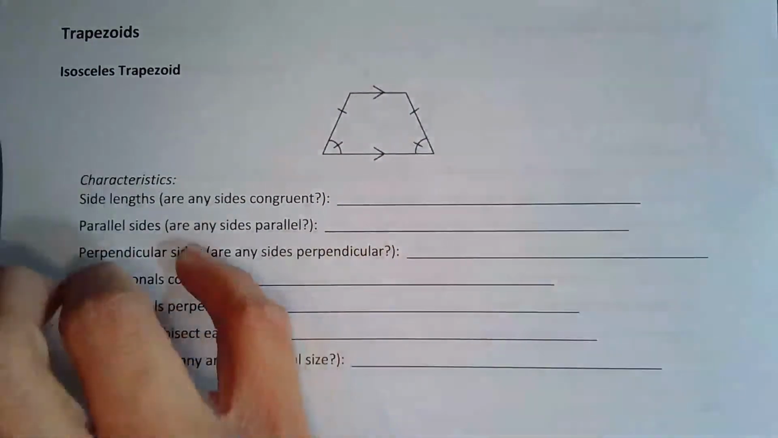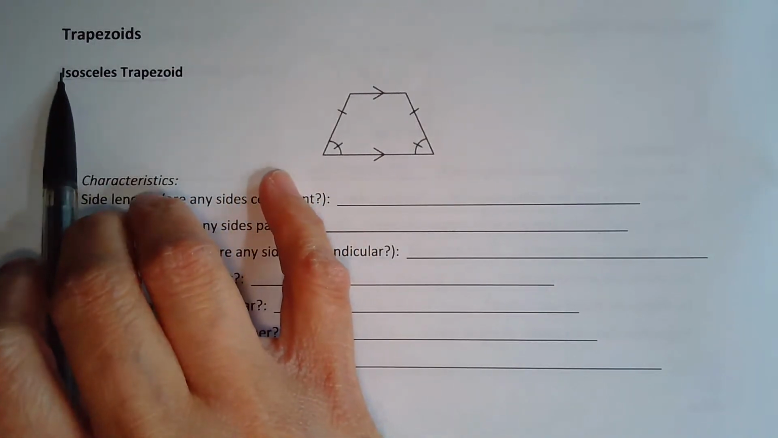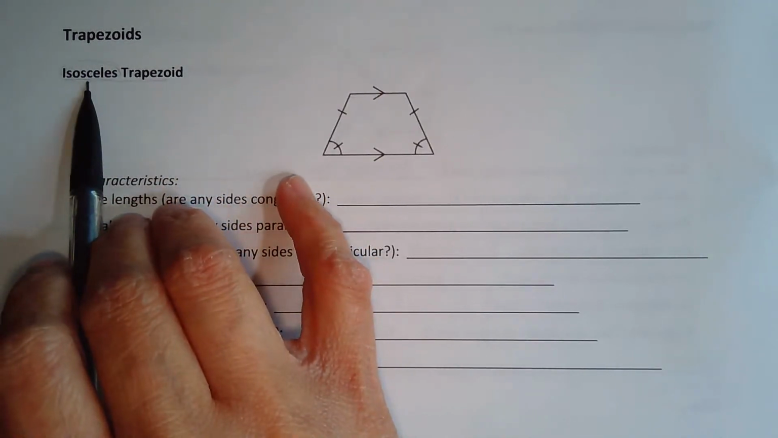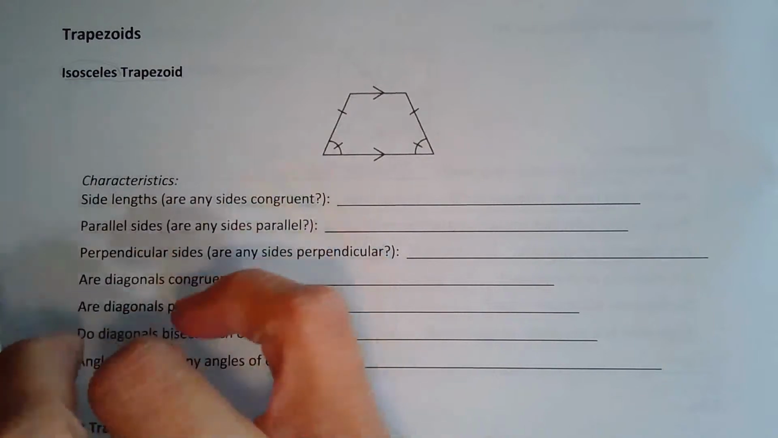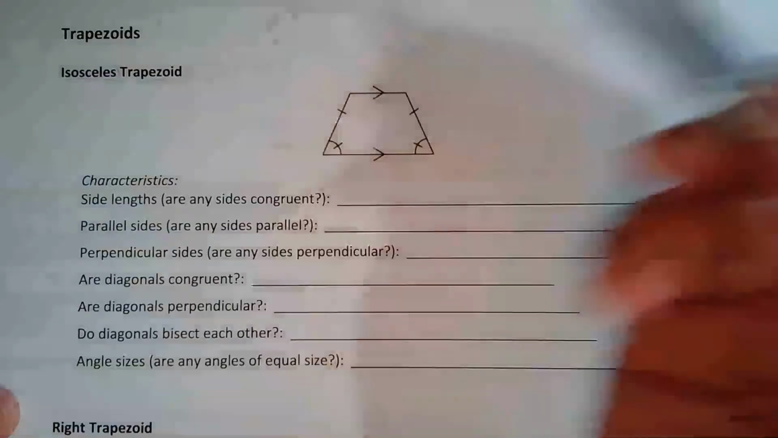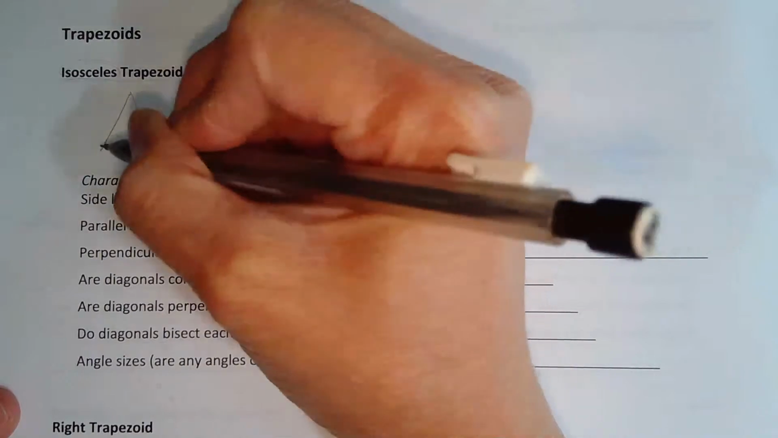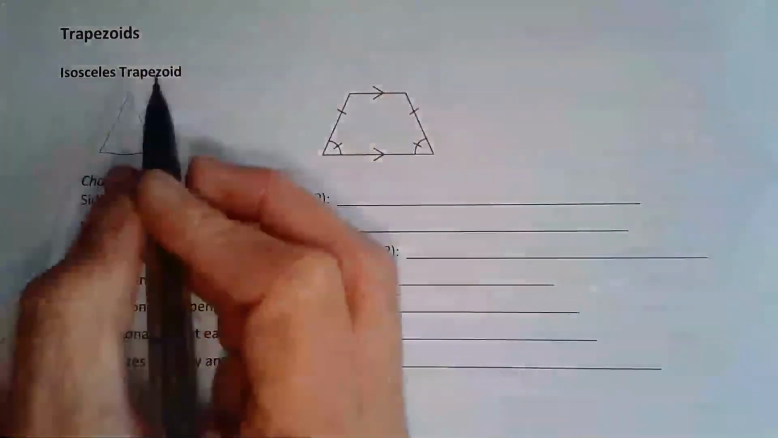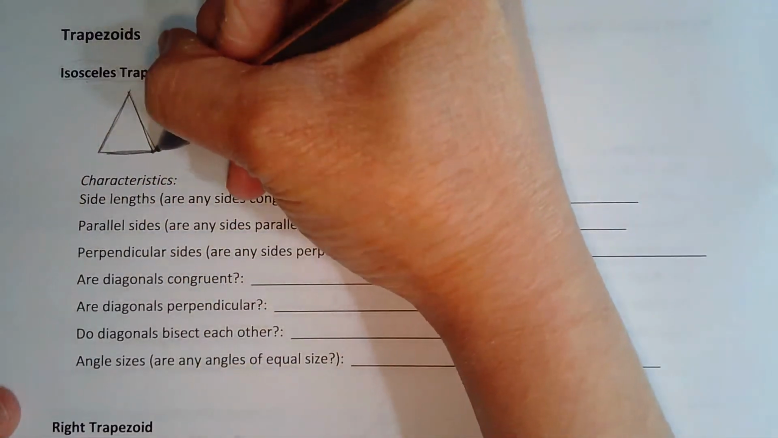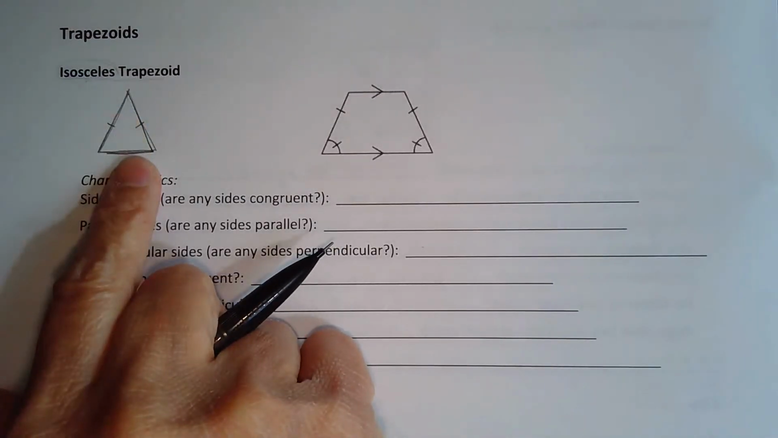Now this is kind of interesting. It's called an isosceles trapezoid. Wait a second, we saw isosceles before when we talked about triangles. So what does isosceles mean? In an isosceles triangle, two sides are equal. It would look like this, so these two sides are equal.